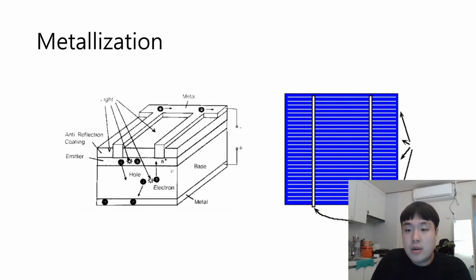And this is the finger, and the finger can collect the electron hole pair. For the most efficient solar cell, the finger occupies maybe 4% of the solar cell surface, and 4% metallization is the best efficiency of the solar cell, but the actual manufacturing process of the silicon solar cell is 6% of the whole solar cell surface.